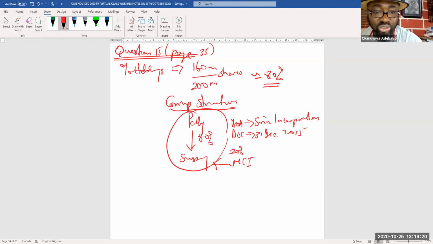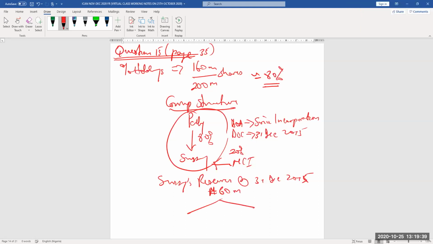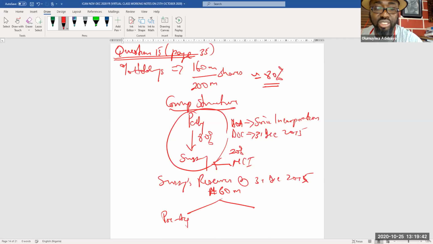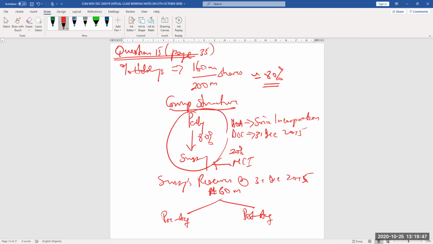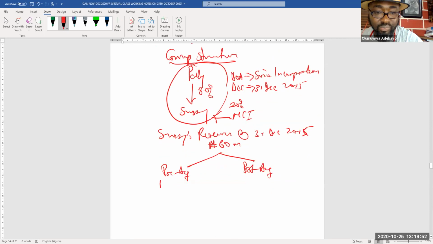Now, let us try to separate Suzy's reserve as at today. What is Suzy's reserve as at today, 31st December 2015? Suzy's reserve from our balance sheet is 60 million. We need to split it into pre-acquisition and post-acquisition. Now, what is our pre-acquisition reserve from this question? Who can tell me? And what is our post-acquisition?